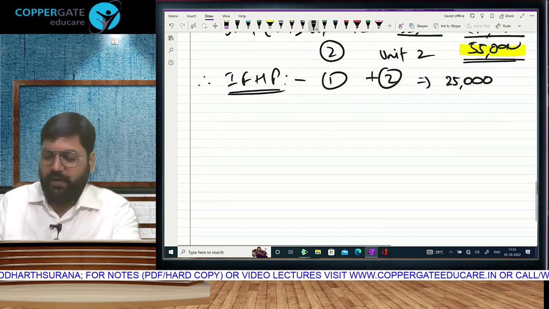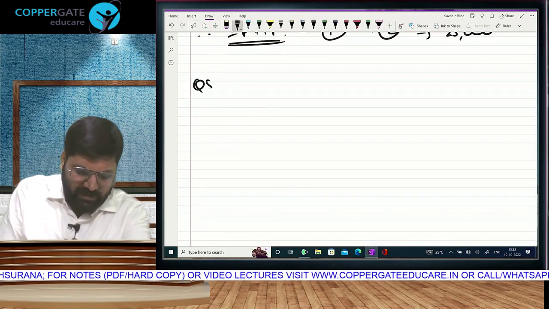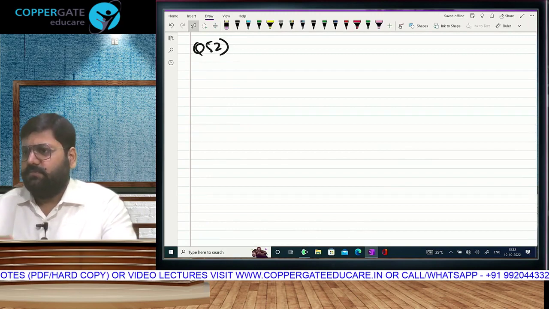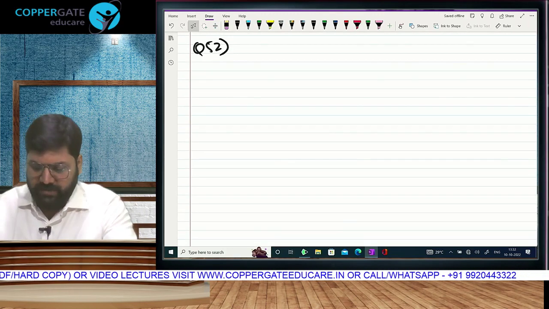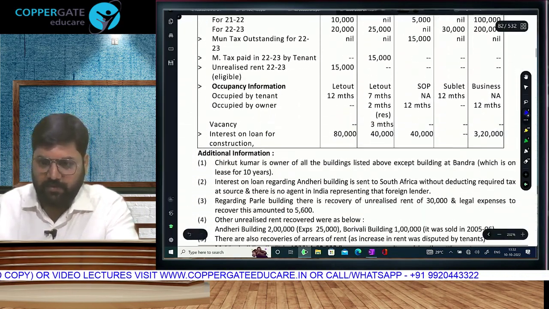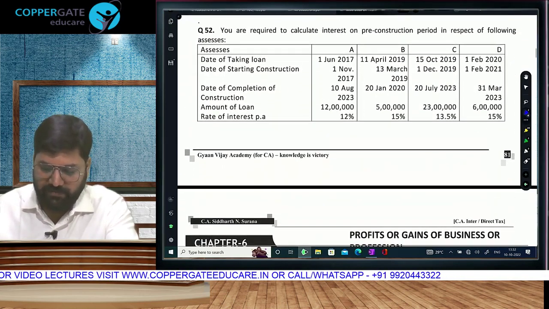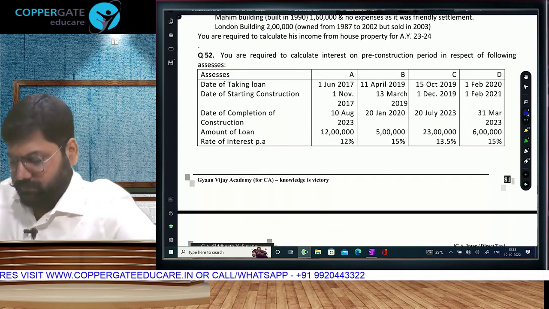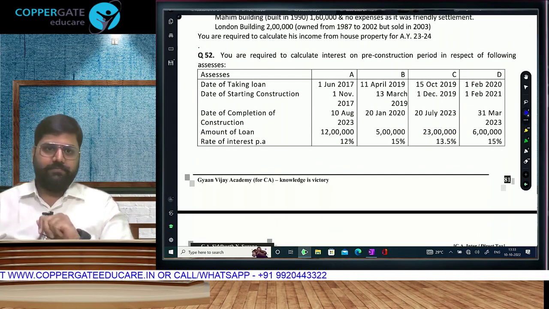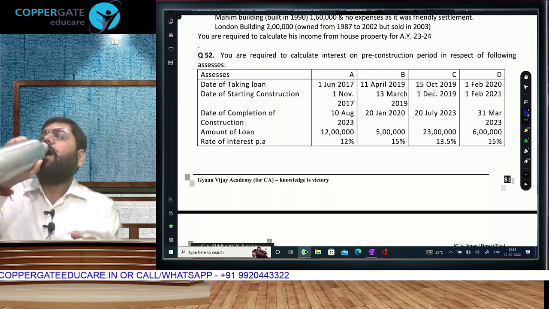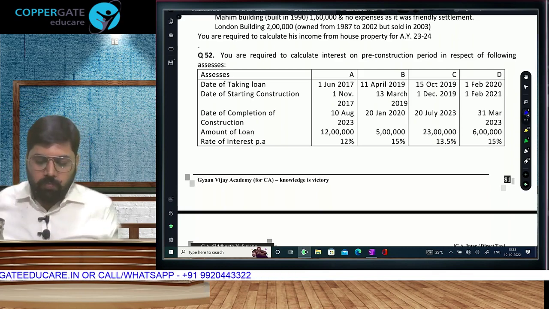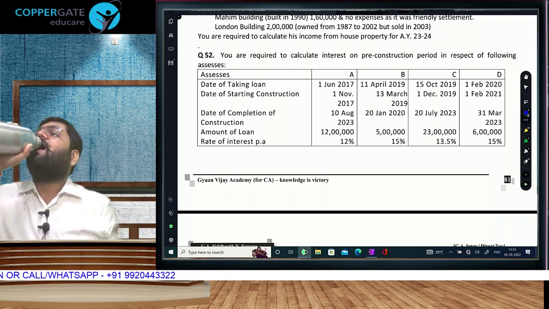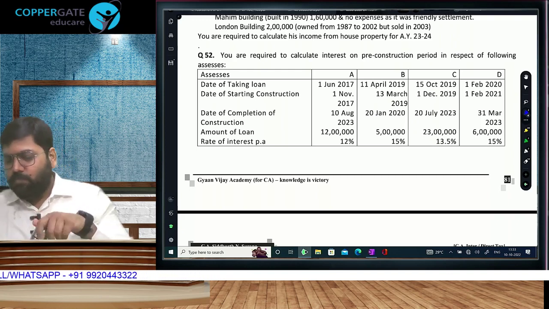But I will not go to question number 51 first. I will finish 52. Once 52 is done, then we can solve 51, which is going to summarize your entire chapter for you. Very good. So question number 52, please. Page number 81. You are required to calculate interest on pre-construction period in respect of the following assets A, B, C and D.